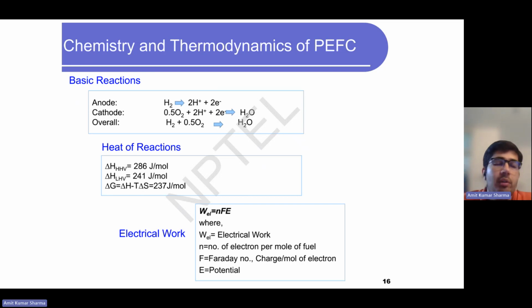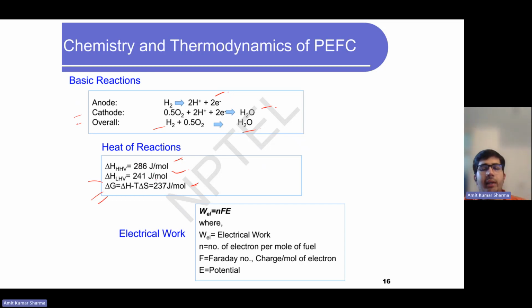So, chemistry and thermodynamics of PEFC. Anode reaction: H2 becomes 2H+ plus 2 electrons. Cathode: half O2 plus 2H+ plus 2 electrons become H2O. Overall: H2 plus half O2 becomes H2O. The heat of reaction is delta H, HHV 286 kilojoules per mole, LHV 241 kilojoules per mole. Delta G is equal to delta H minus T delta S, 237 kilojoules per mole. This gives the free energy.